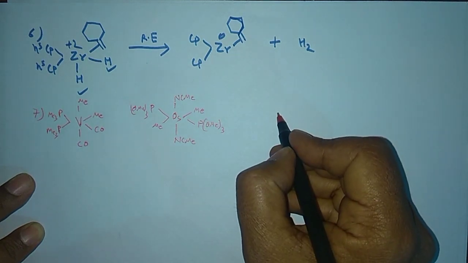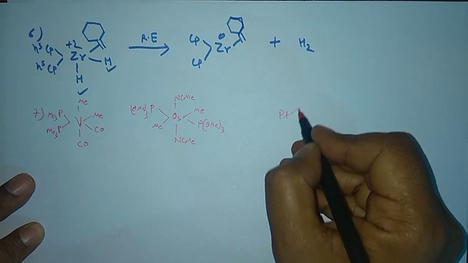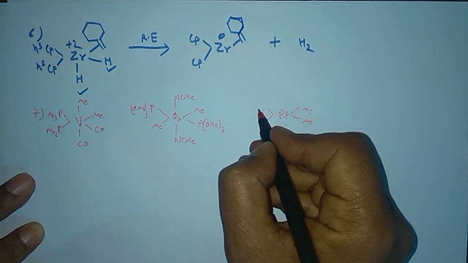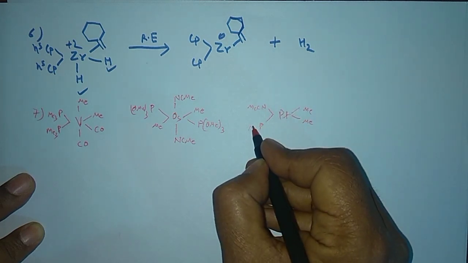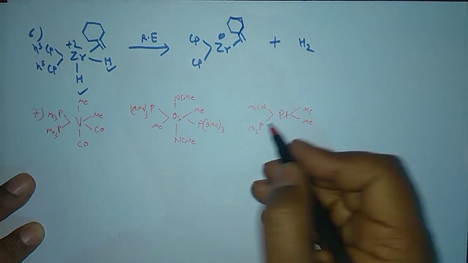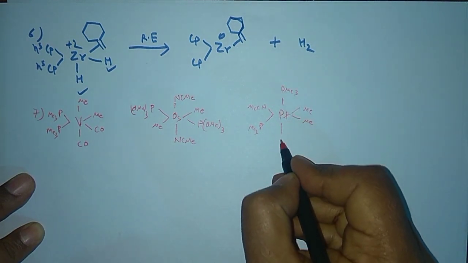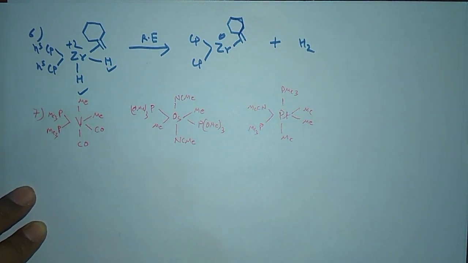And the third complex, say some platinum complex, with 2 methyls here, and MeCN here, and PMe3 here, and 1 PMe3 here, and another methyl here. Now if you have been given these 3 complexes, you have to tell which one would undergo reductive elimination briskly or very readily, and you have to suggest the reasons also.